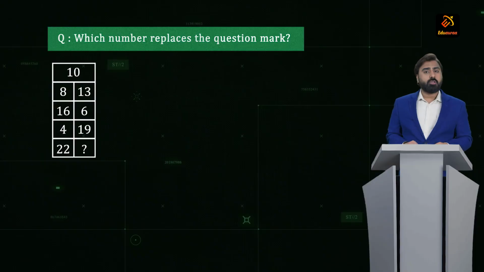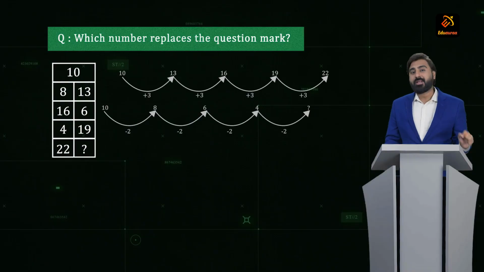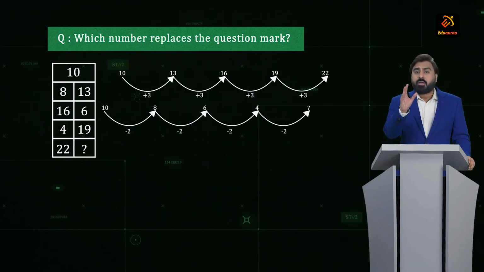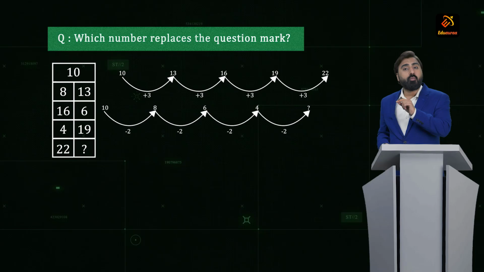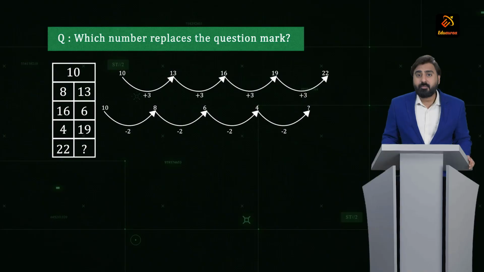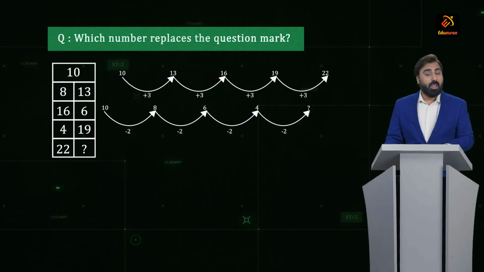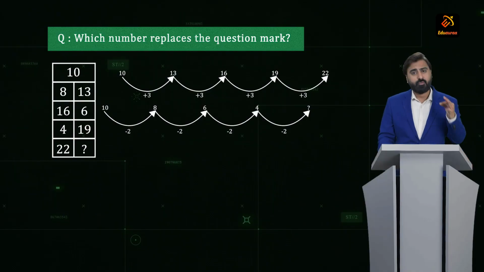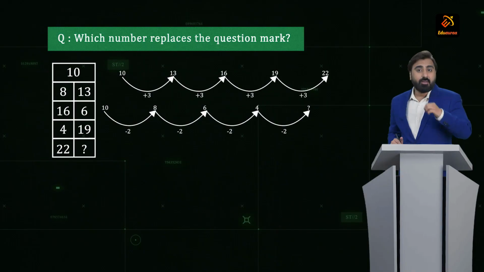So students, how do we solve this? Now, the logic behind this question is, when we start with 10, 10 plus how much gives you 13? 3. 13 plus how much gives you 16? 3. 16 plus how much gives you 19? 3. And 19 plus how much gives you 22? 3. So when you go alternate, 3 is added in it.